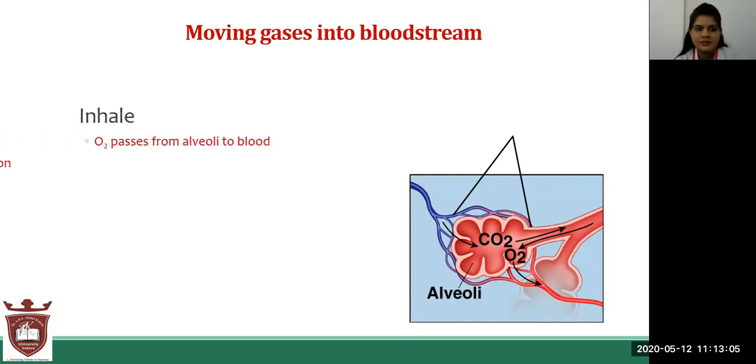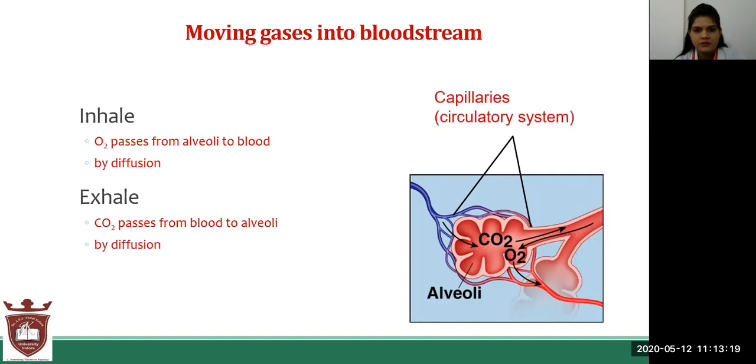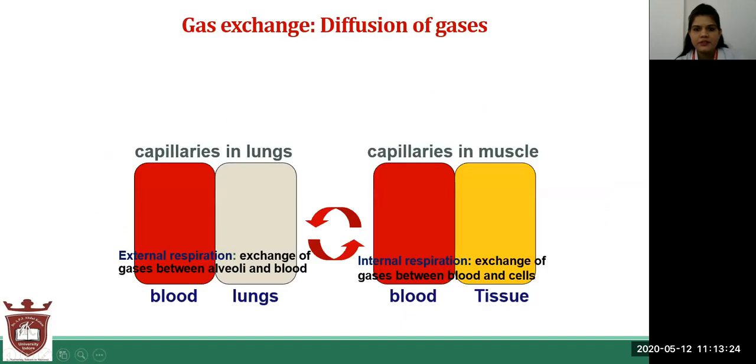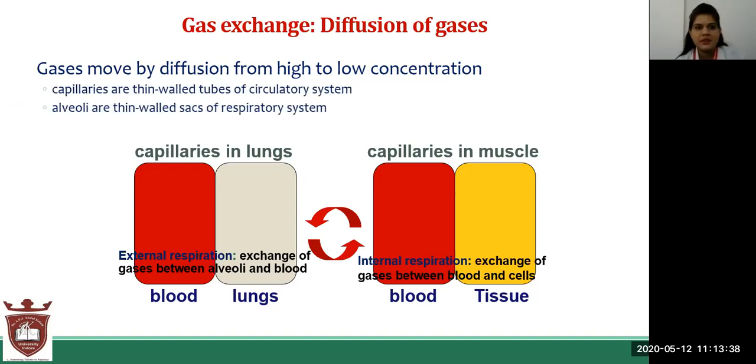Moving gases into the bloodstream. At the time of inhalation, oxygen passes from alveoli to blood by the process of diffusion. And at the time of exhalation, CO2 passes from blood to alveoli by diffusion. This all happens in the capillary system of the circulatory system. Gas exchange takes place by the diffusion of gases. Diffusion of gases means the gases move from high concentration to lower concentration.